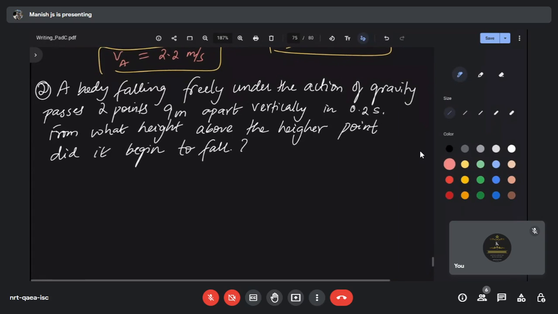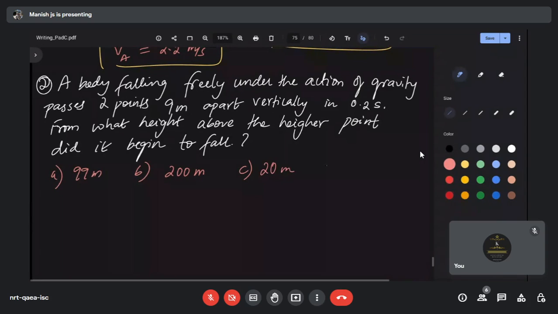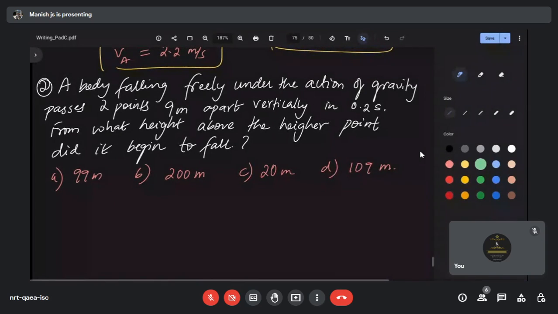So this is the question. Options: A, 99 meters; B, 200 meters; C, 20 meters; and D, 109 meters. The question is about the motion of a body under gravity. So the object is in free fall, passing 2 points 9 meters apart vertically in 0.2 seconds. From what height above the higher point did it begin to fall is the question.